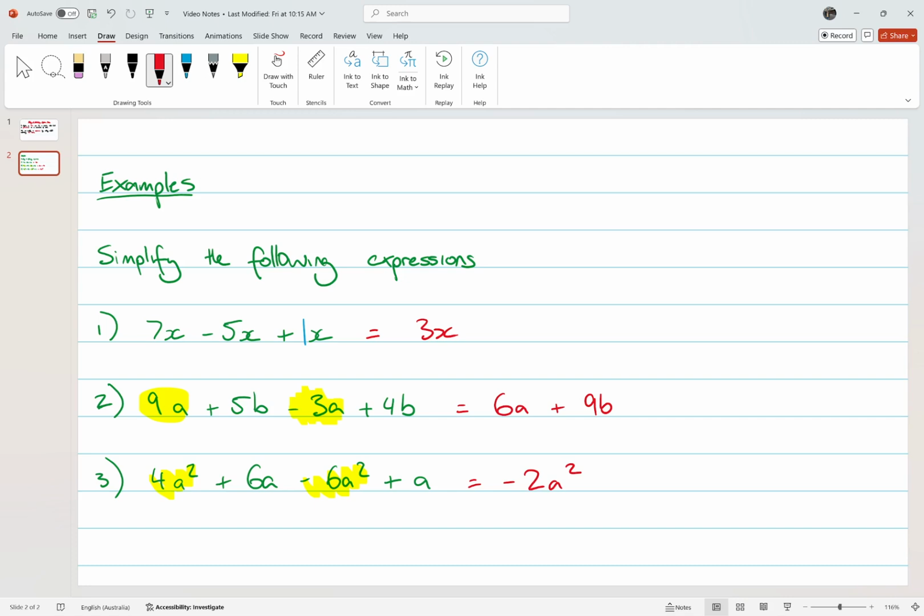And then we do 6a plus a, which equals 7a. And as I said, a squared and a are not like terms, so we can't add them together. We just leave it as that. Anyway, pretty simple video, simple concept: only add and subtract like terms.